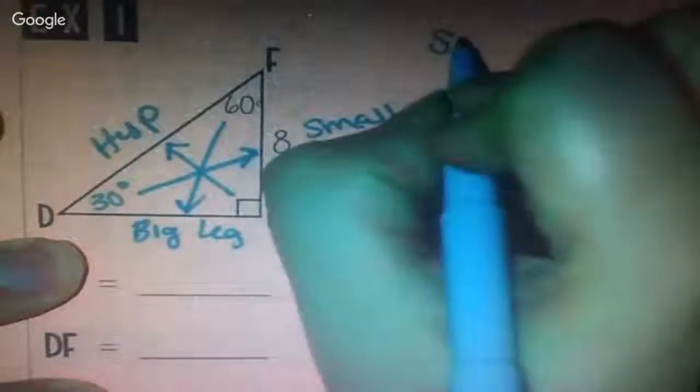Okay, you want to base everything off of your small leg. So if you do not have your small leg, that's the first thing I want you to find. Well, we've got that, so we're good. So we need to go from the small leg to the big leg. So am I getting bigger or smaller? Bigger. So what's that tell me? Multiply.